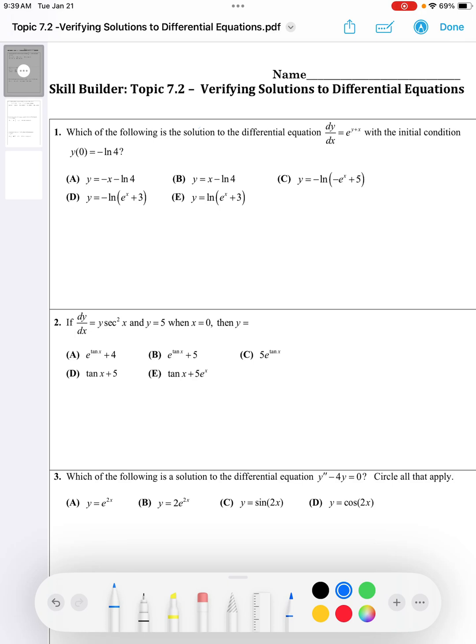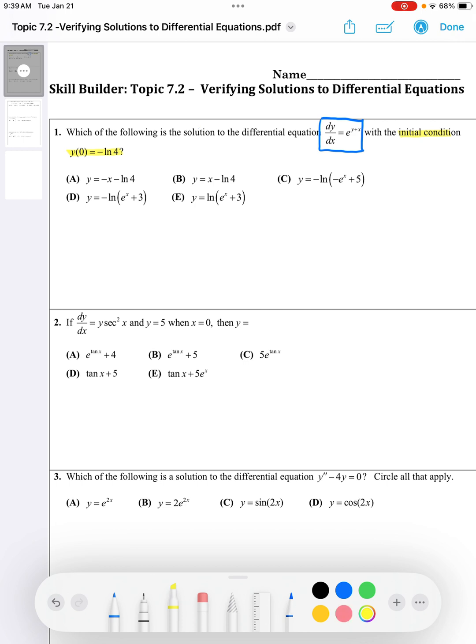In this video, I'm going to go through the 7.2 Verifying Solutions to Differential Equations worksheets. Alright, so the first one: which of the following is a solution to the differential equation here? So there's my template I'm trying to fit everything into, with the initial condition (0, negative natural log of 4). This initial condition is saying that this is true on one of these solutions.